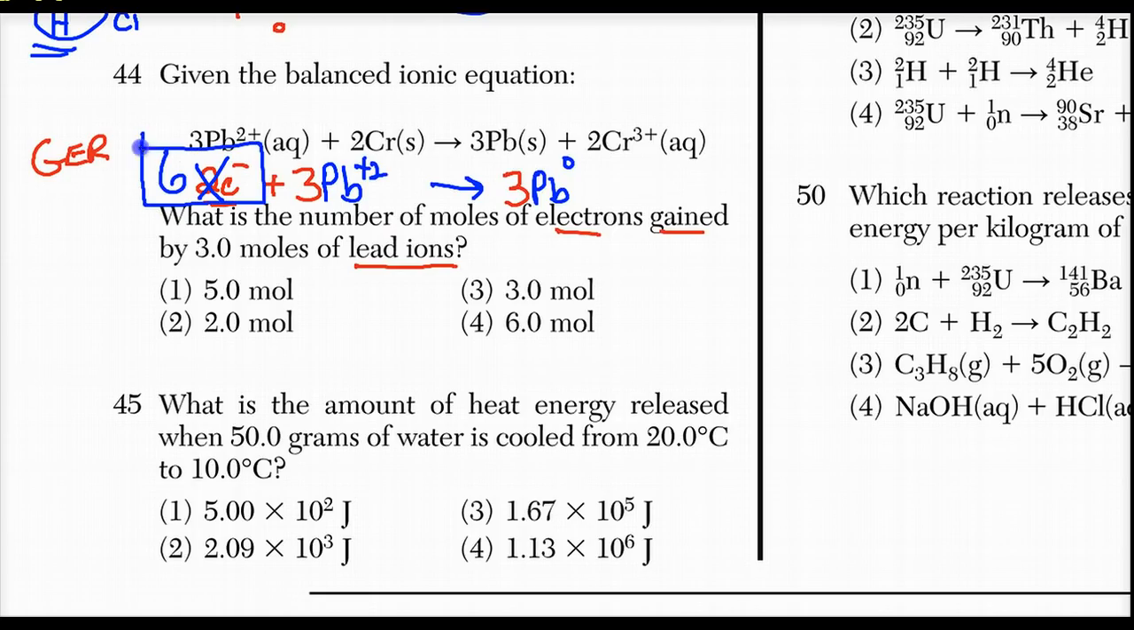And that's why the answer, okay, is 6 moles. Now 6 moles of what? Electrons. What's the number of moles of electrons? In one of these, we needed 2 electrons, but in 3 of them, 3 times 2 is 6 moles of electrons. So therefore, number 44 is 4. All right. Number 45.